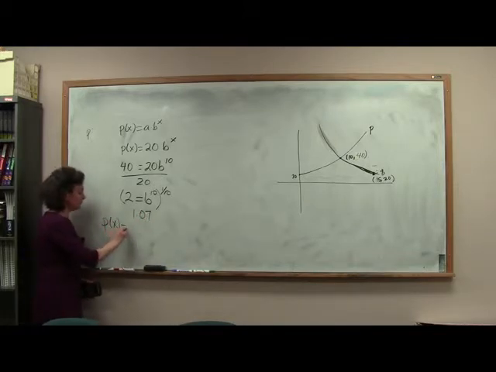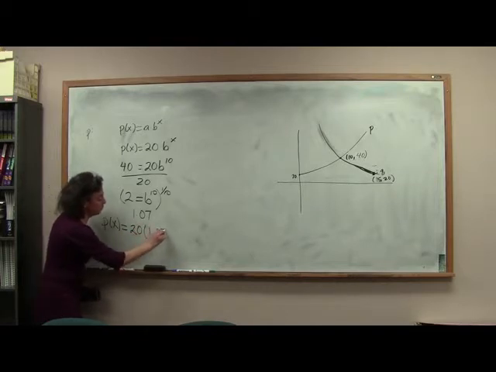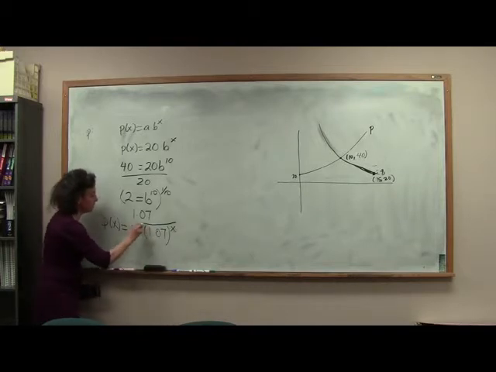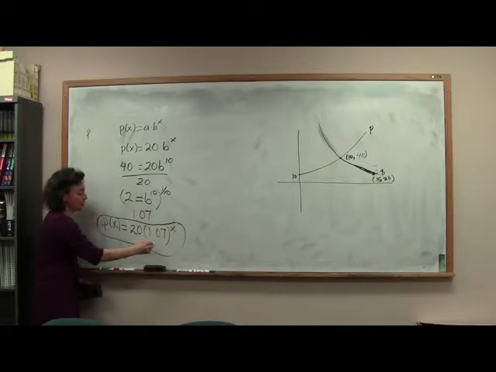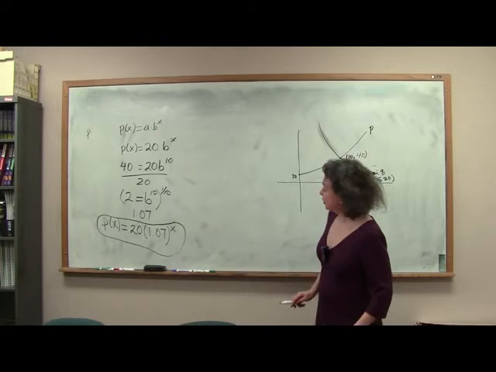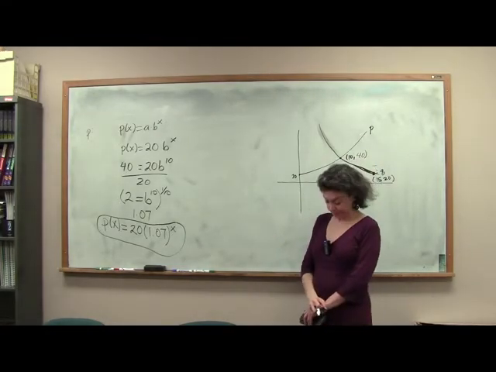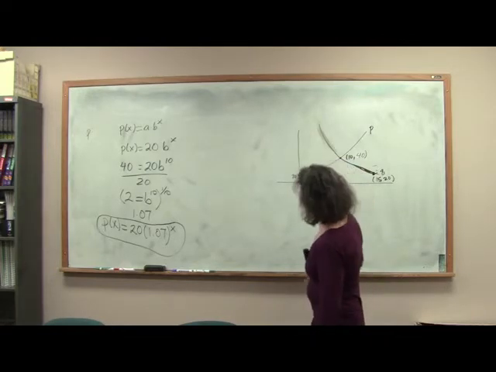So I can conclude that p of x is 20 times 1.07 to the power of x. Notice the base of my exponential is greater than 1, which completely jives with the fact that it's increasing. Okay, now let's do q.